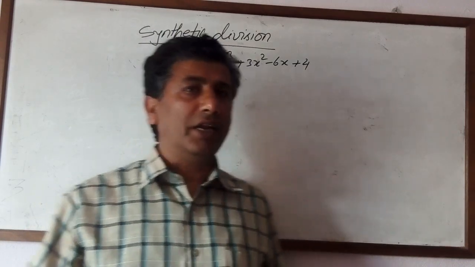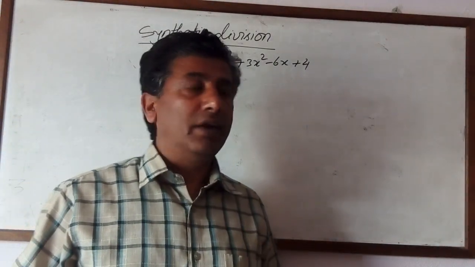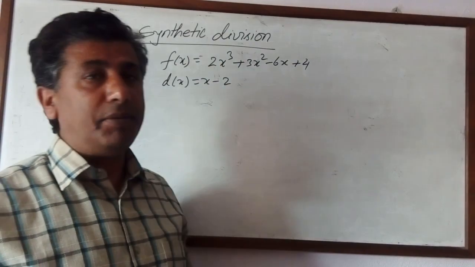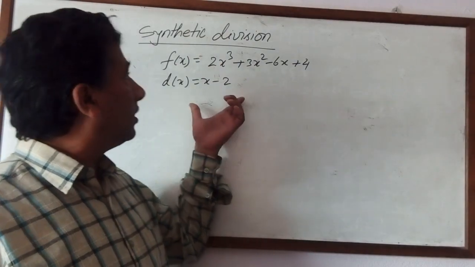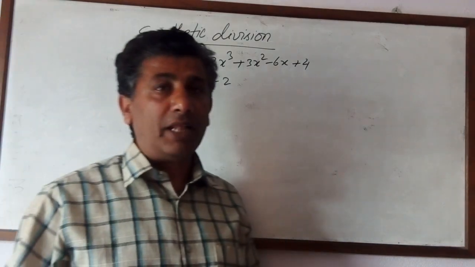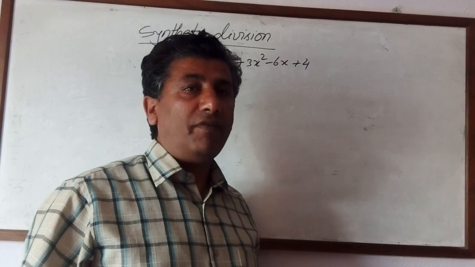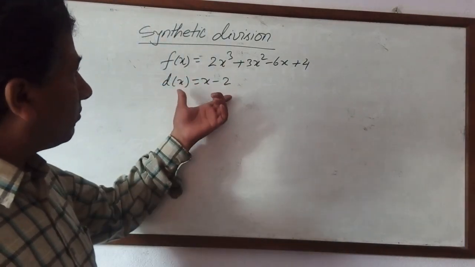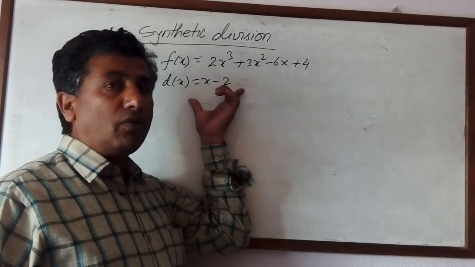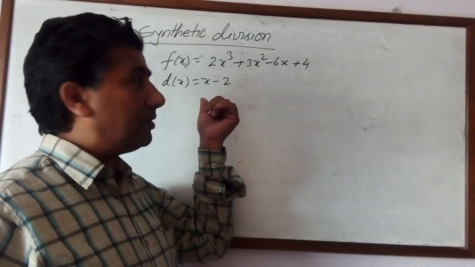Today I'll discuss how to find the quotient and remainder by this synthetic division. This is a chapter of optional math. We also have to use this synthetic division to find factors. First of all, I'll explain how to find the quotient and remainder by using this synthetic division method.